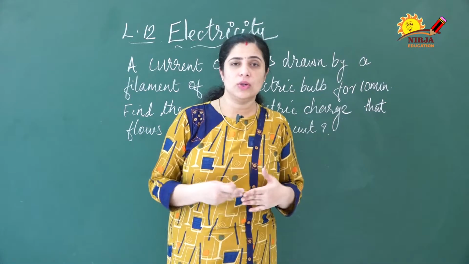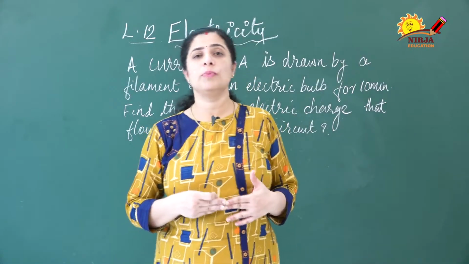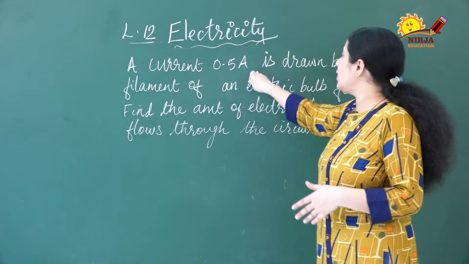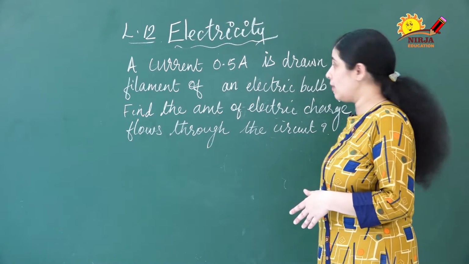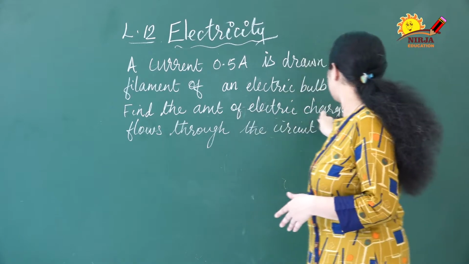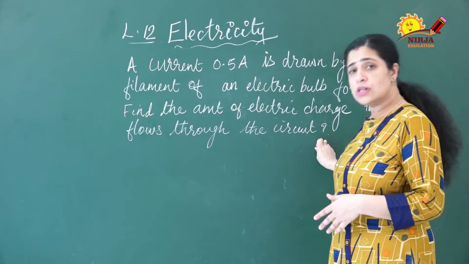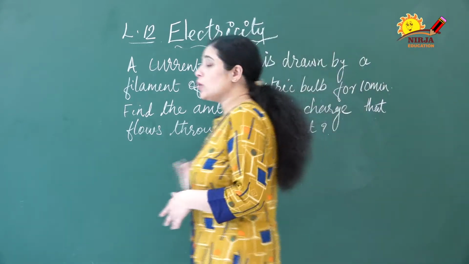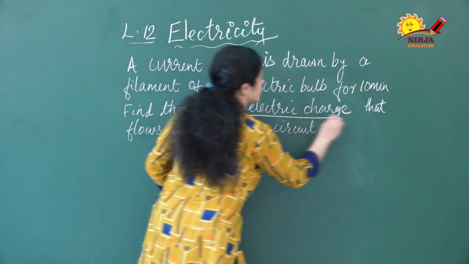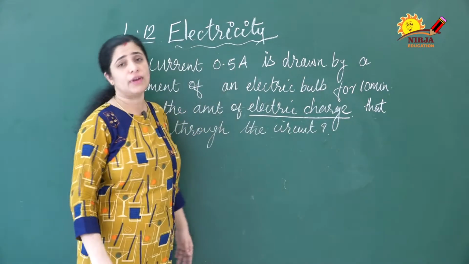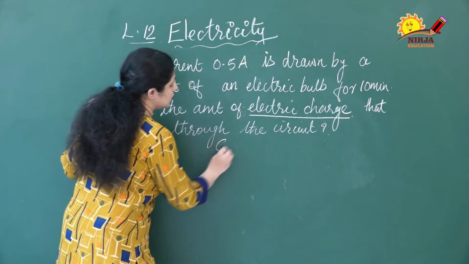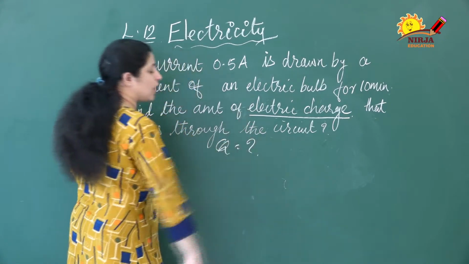So using the equation for current, we are going to solve one problem. Here I have written one question. What is the question? A current of 0.5 ampere is drawn by a filament of an electric bulb for 10 minutes. Find the amount of electric charge that flows through the circuit. That is the question. So what do you have to find here? You have to find the amount of electric charge. You know that it is Q. So you have to find Q.